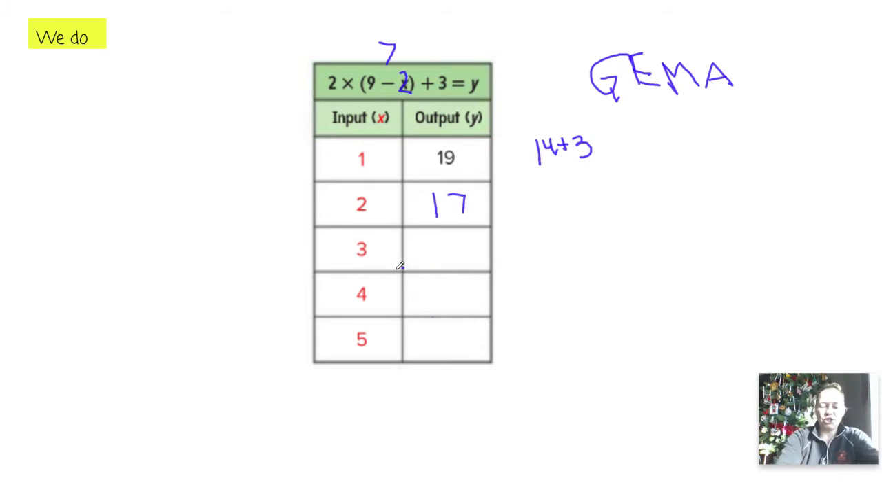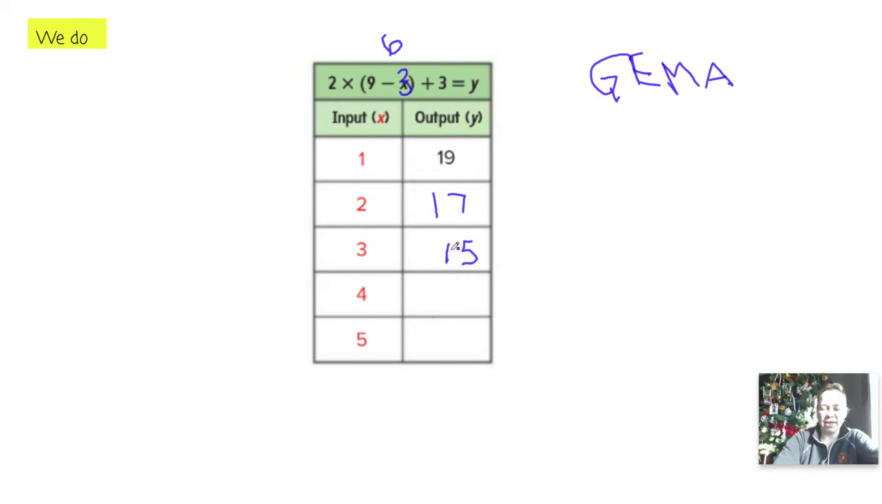Okay? Let's do the next line. So instead of this x, what are we going to put in place of the x? We're going to put a 3 because they tell us the input is 3. So let me write a 3 here. Now we have 9 minus 3 is 6. We do what's in the parentheses first. So 2 times 6 plus 3. We're going to multiply next and then add last. So 2 times 6 is 12, and 12 plus 3 is 15.